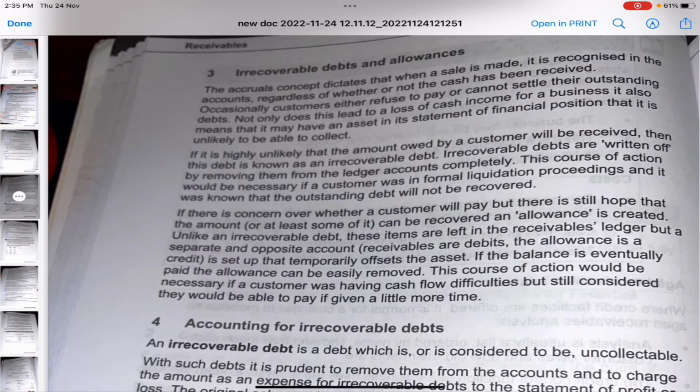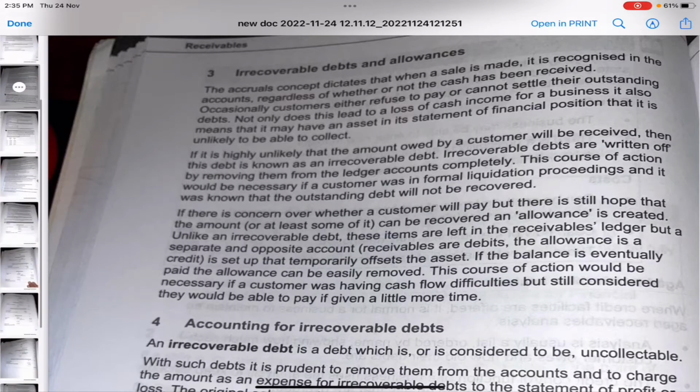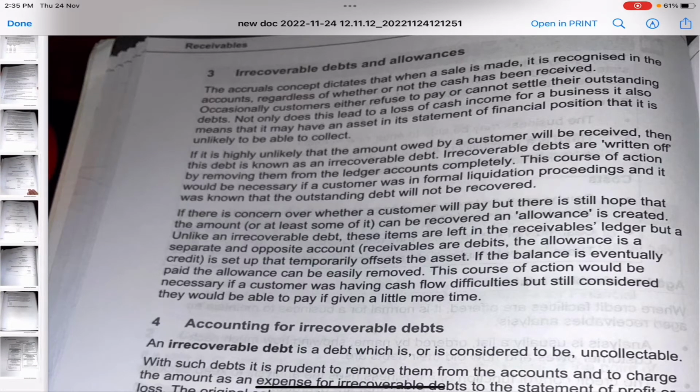Now, we already discussed what irrecoverable debts are and we also discovered what the allowances are. Let's just read it now. The accruals concept dictates that when a sale is made, it is recognized in the accounts regardless of whether or not cash has been received. Occasionally, customers either refuse to pay or cannot settle their outstanding debts. Not only does this lead to a loss of cash income for a business, it also means that it may have an asset in its statement of financial position that is unlikely to be collected.